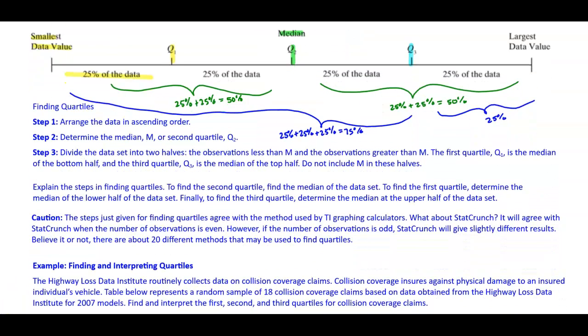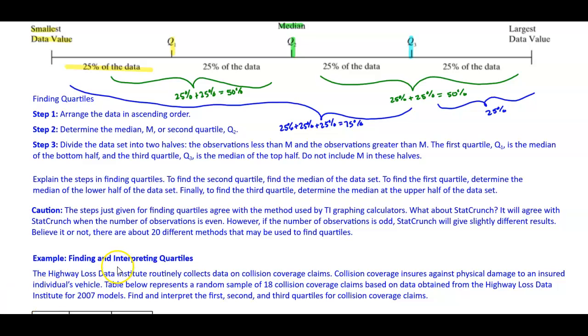Okay, so let's take a look at this example here. Finding and interpreting quartiles. The Highway Loss Data Institute routinely collects data on collision coverage claims. Collision coverage insures against physical damage to an insured individual's vehicle. The table below represents a random sample of 18 collision coverage claims based on data obtained from the Highway Loss Data Institute for 2007 models. Find and interpret the first, second, and third quartiles for collision coverage claims.